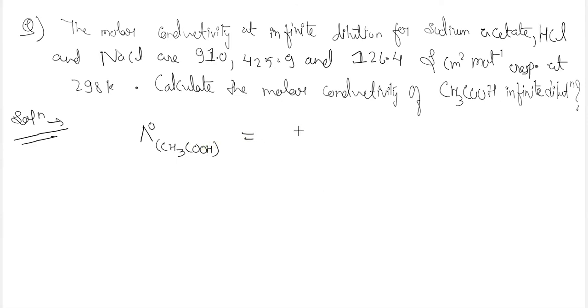So it will become lambda naught for H plus ion plus lambda naught for CH3COO minus. And here the numbers will be 1 and 1 only, because one H plus ion will be released from one molecule of CH3COOH, that is acetic acid.